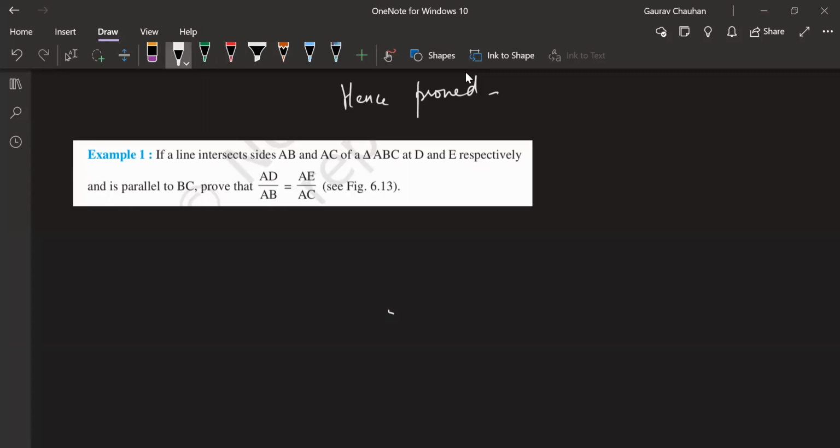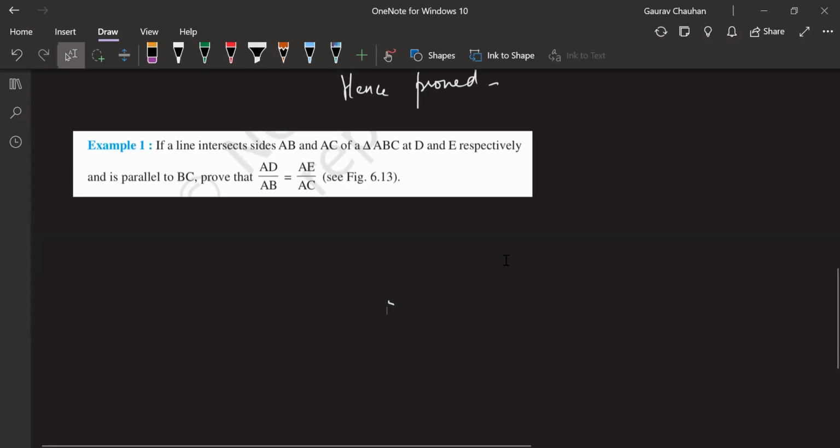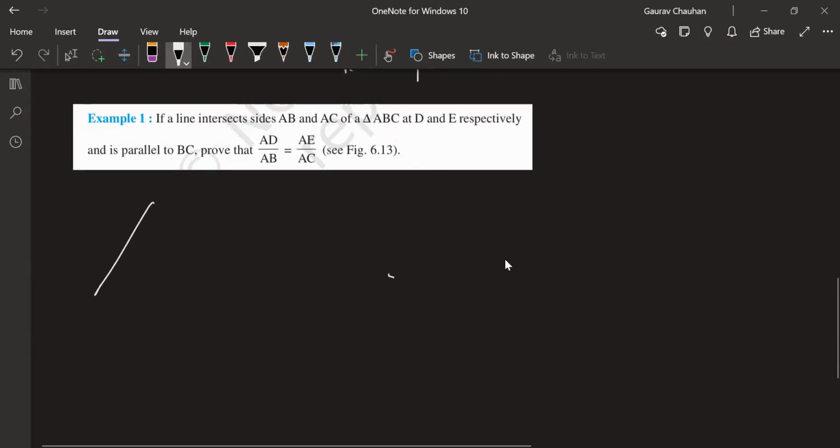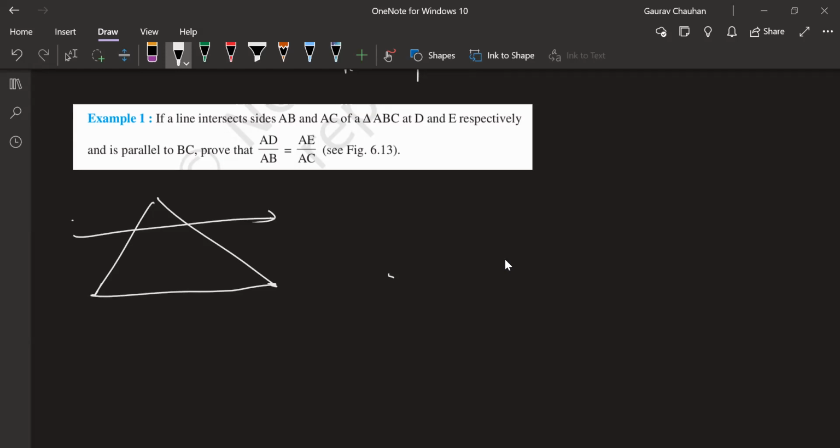Let's get to this. This is the first question. If a line intersects AB and AC of triangle ABC at D and E respectively, let me draw a diagram. A line intersects AB and AC of triangle ABC at D and E respectively, and is parallel to BC. So they have told that L is parallel to BC. Okay. So my given is L is parallel to BC, or you can say DE is parallel to BC.